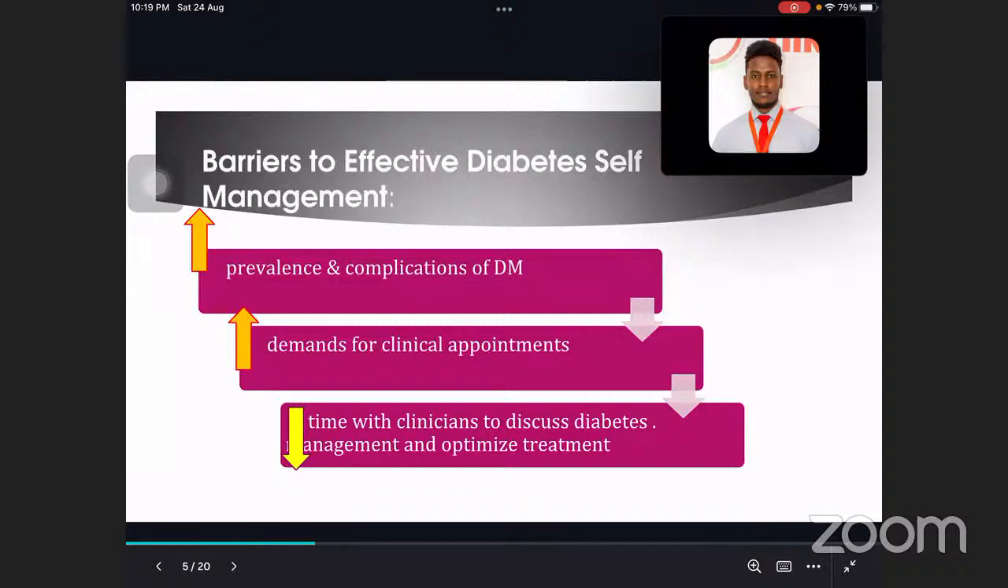So there are many barriers to effective diabetes self-management, which could be from the patient itself or from the busy healthcare settings. Here in this slide, the increased prevalence of diabetes and the increased complications will lead to an increase in demand for clinical appointments and increased input from the healthcare providers. This eventually leads to decreased time for the patient with their clinician to discuss the management of their diabetes and optimize the treatment.